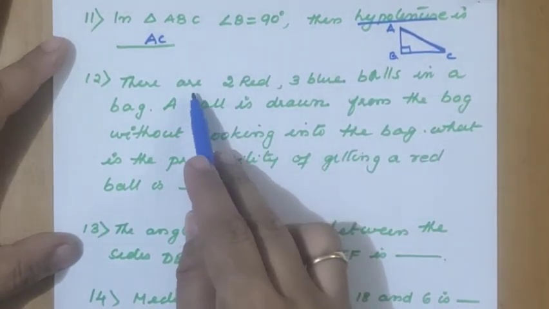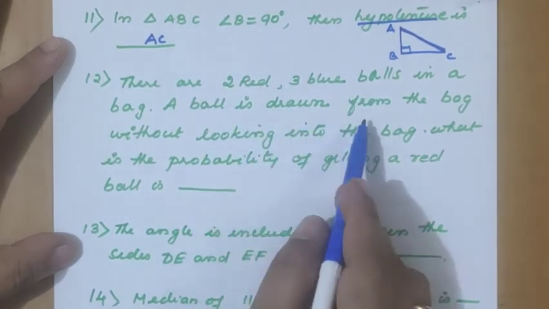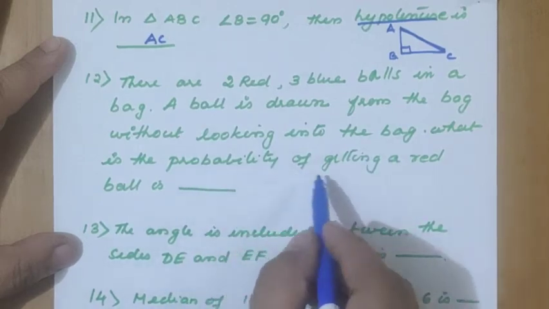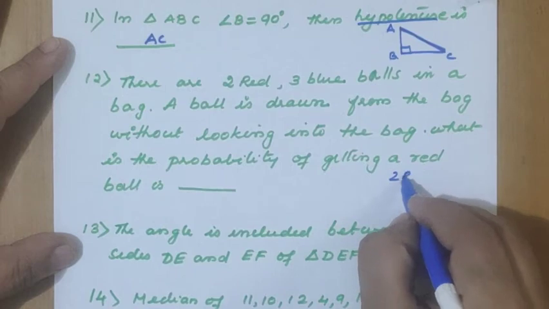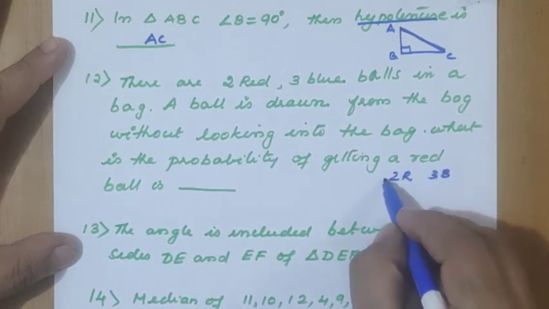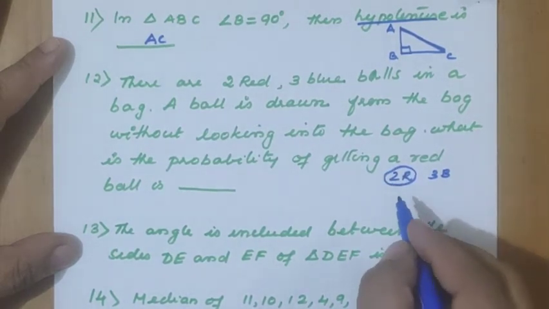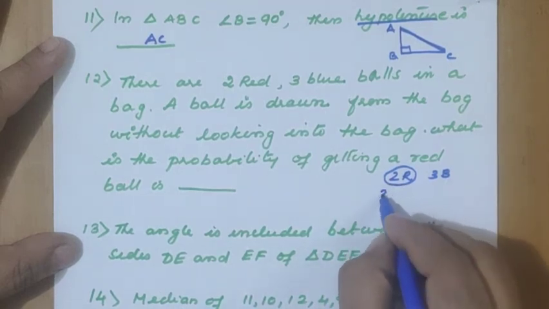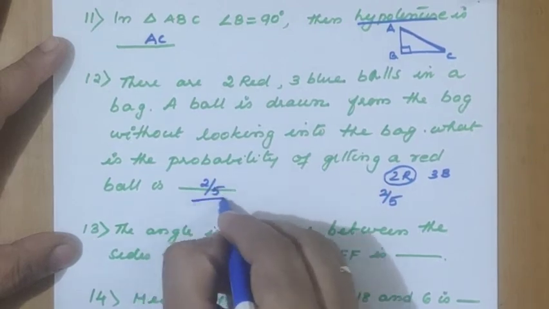Next question. There are 2 red and 3 blue balls in a bag. A ball is drawn from the bag without looking into the bag. What is the probability of getting a red ball? So what is the option we are having? 2 red and 3 blue only. So red is what the question asks. So how many are favoring that one? 2 are only favoring. So out of how many balls? Out of 5 balls. So 2 divided by 5 only. So the probability will be 2 divided by 5.